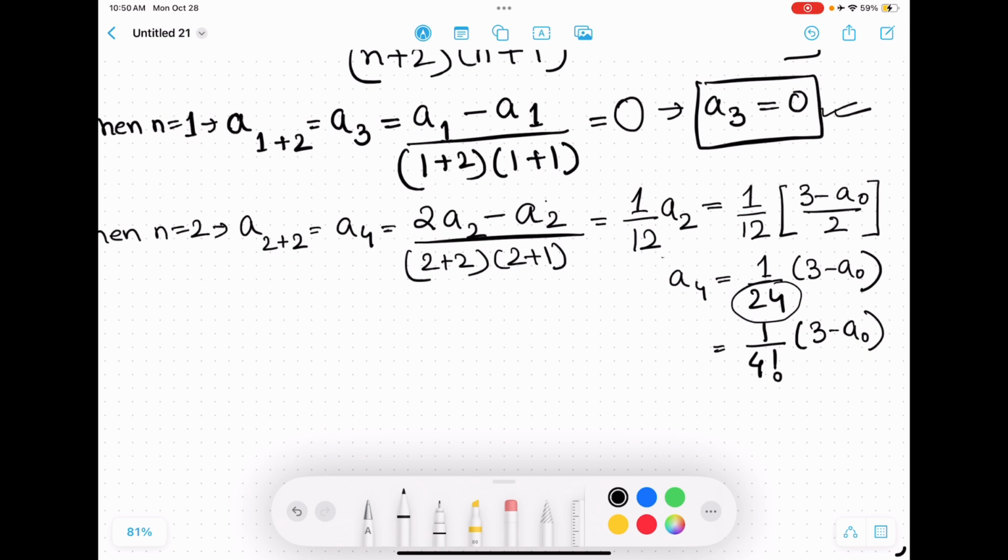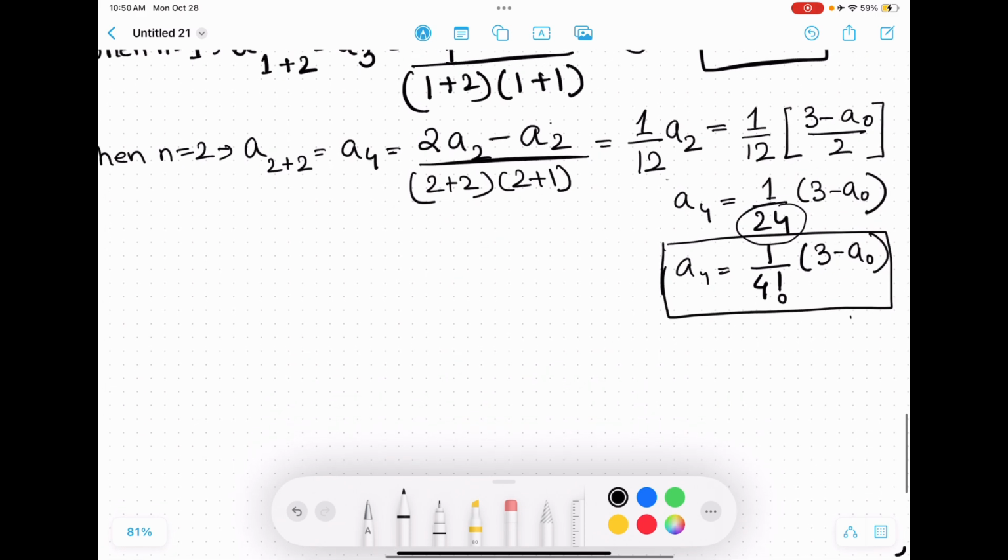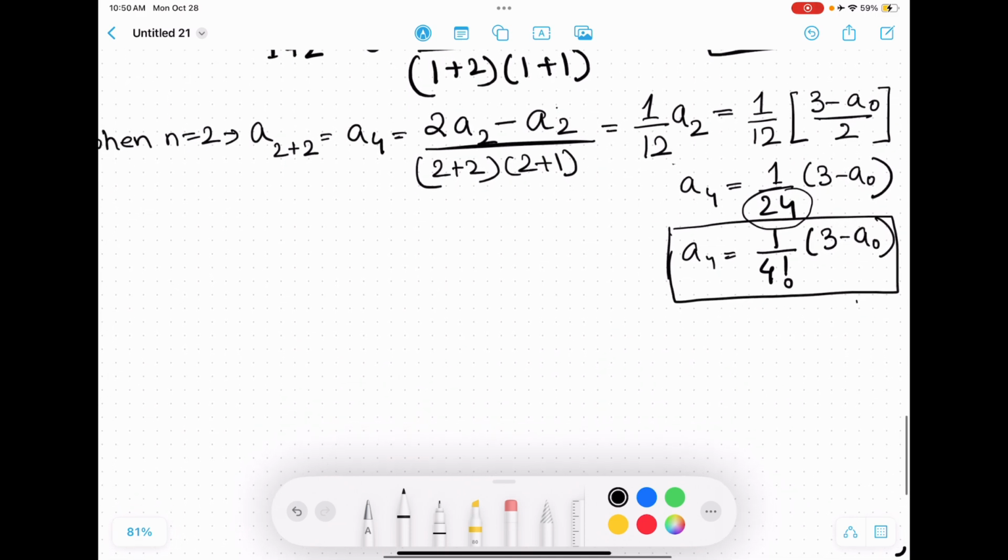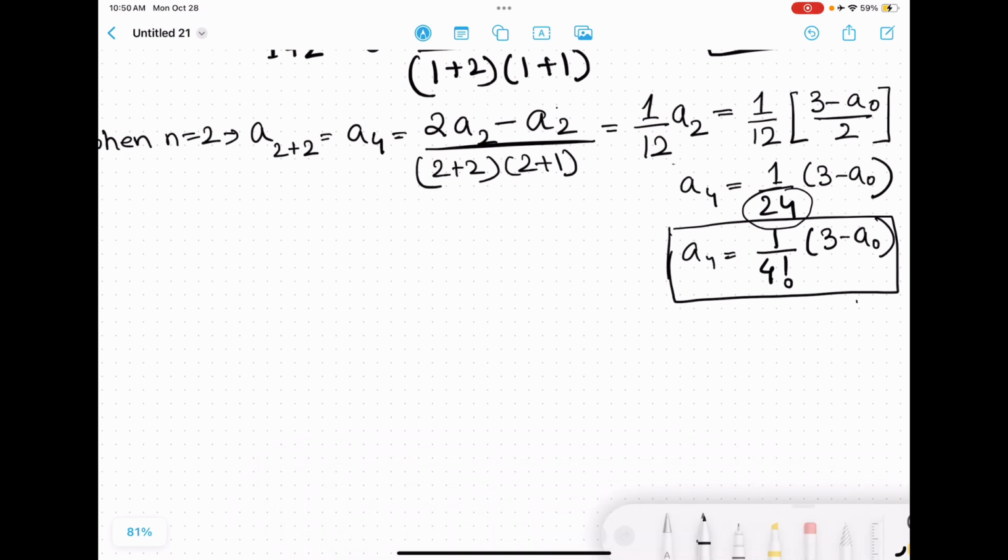Again, I'm not sure. To be sure, I have to write more terms, but this could be a possibility, right? So this is the only reason why I thought maybe writing 4 factorial could be a hint of something. Okay, so I'm just going to draw a box around that too. Okay, all right. Now let's go ahead and work for n is equal to 3.